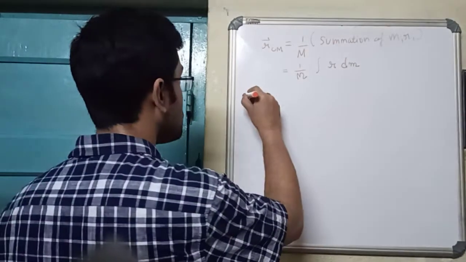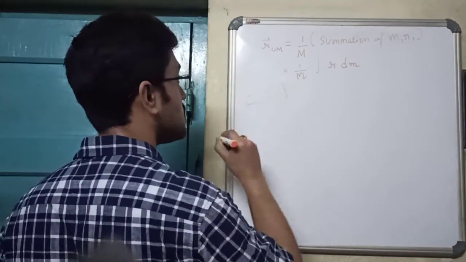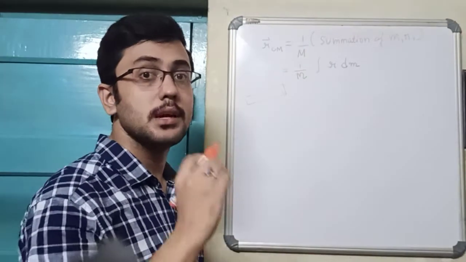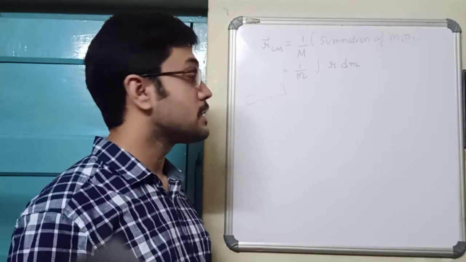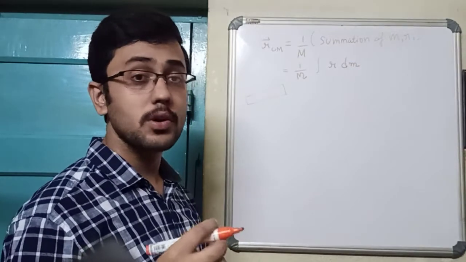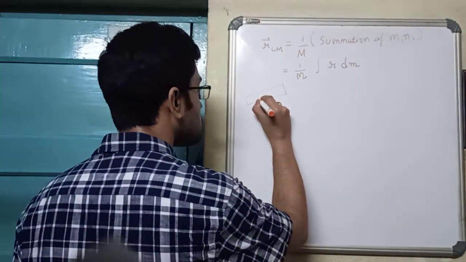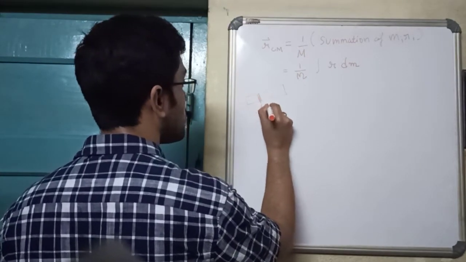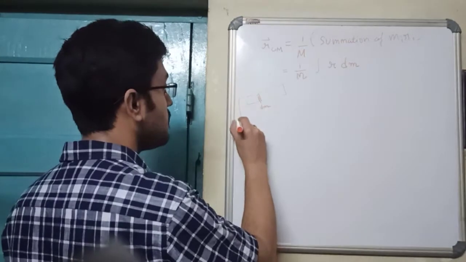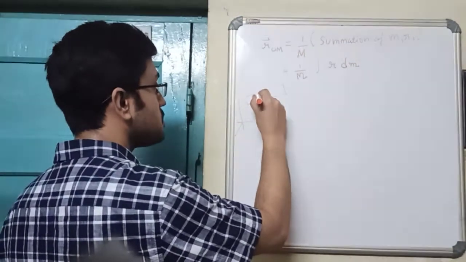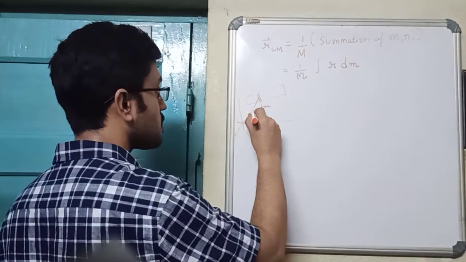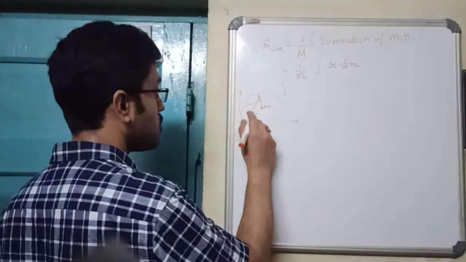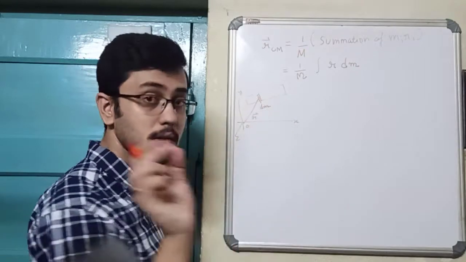So say this is a rod, okay, and there's a continuous distribution of mass. There are not individual discrete particles. Where is the center of mass located? So what we do, we consider a very small amount of mass. This is a small amount of mass dm, and we will assign a position vector to that dm with respect to the origin. So this is my coordinate system with respect to origin. This is the position vector, and this is a small amount of mass dm.